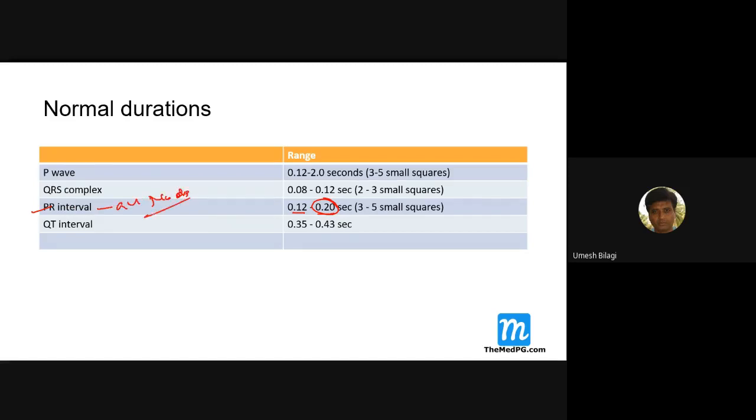If the AV node is diseased, the PR interval is affected. QT interval, what is it? I told you this. Can anybody tell me what the QT interval is? It is from the beginning of the QRS complex to the end of the T wave.